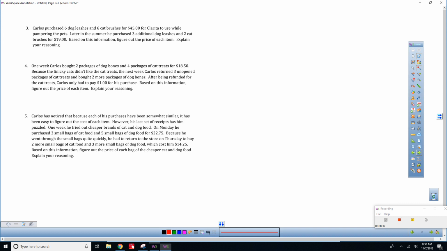All right, here we go. 6L plus 6B is 45. 3L plus 2B is 19. What's the strategy here? Let's multiply it by 3. Multiply this one by 3? Okay, I'm down with that. I was going to multiply it by 2, but I like the idea.